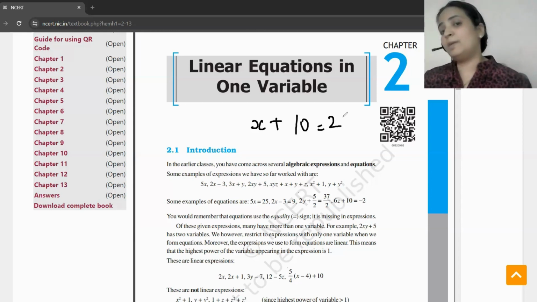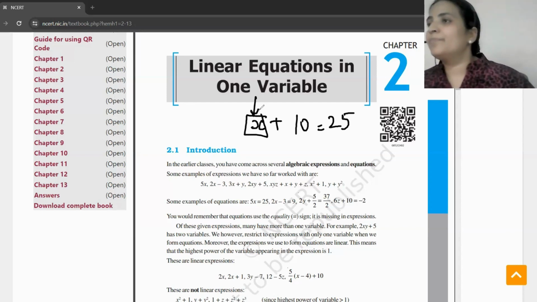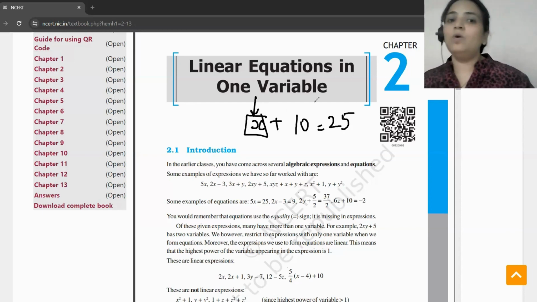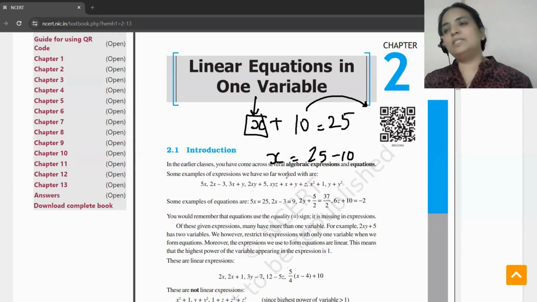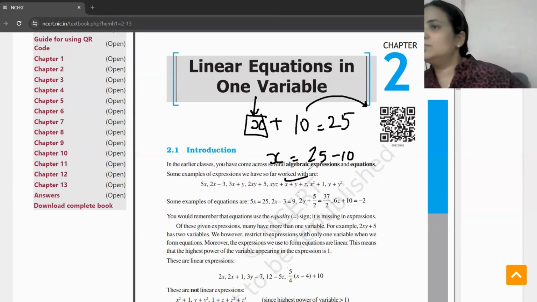If you know Alka ma'am is 25, can you find out Arya's age from here? That is so easy then, no? How? You transpose this 10 to the other side and subtract. So x equals 25 minus 10. That means Arya is 15 years now. Clear or not?